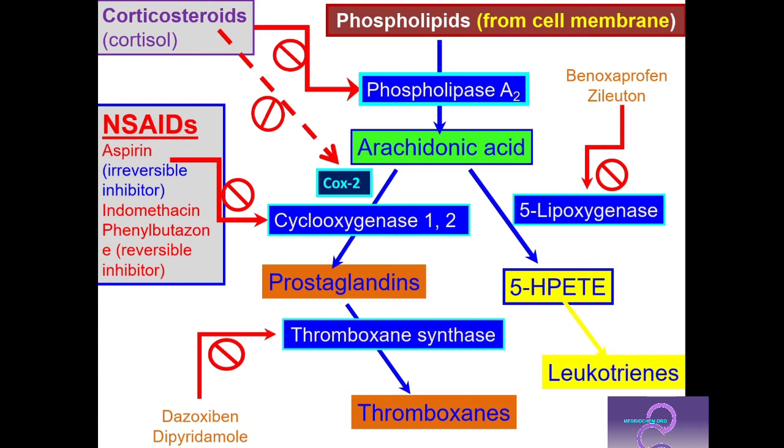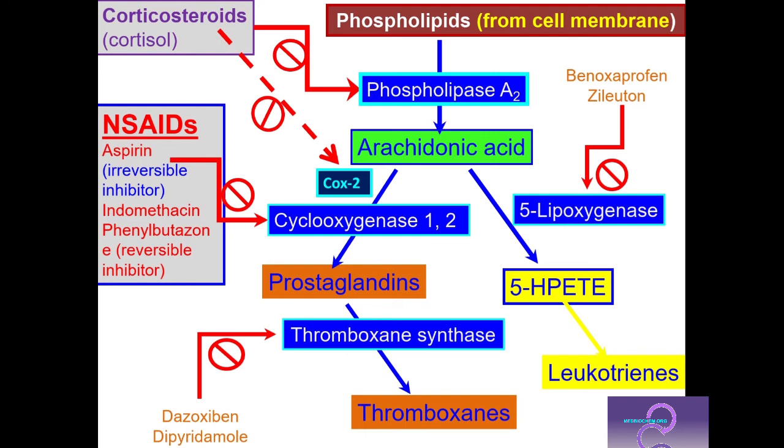There are several important sites where you can inhibit or affect inflammation. NSAIDs are very important inhibitors of COX-1 and COX-2, aspirin being the most important irreversible one. You don't need to memorize names of the NSAIDs, just know what their sites of action are. They will affect primarily the synthesis of prostaglandins and thromboxanes. No effects on leukotrienes.